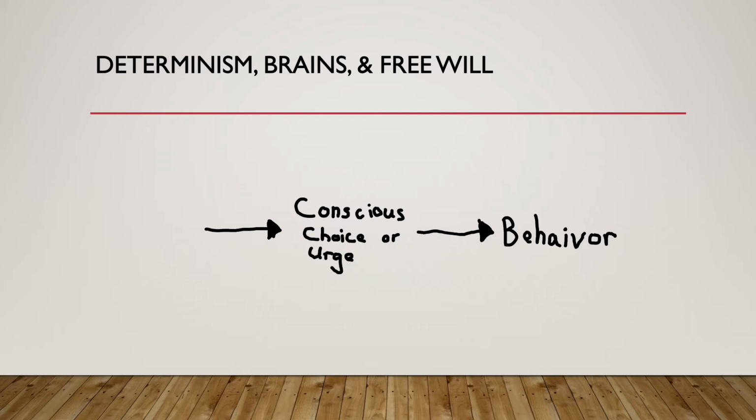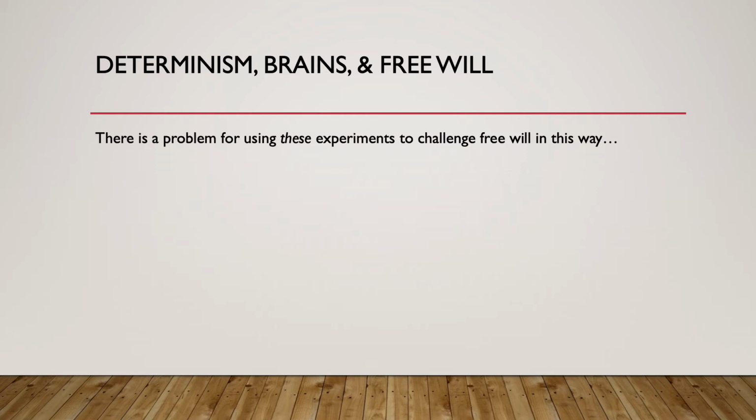It looks like this neuroscience experiment shows us that it comes from some unconscious brain activity, which leads to this feeling of the urge or the awareness of that decision. And so the idea here is that maybe these experiments show how our behavior is determined by prior causes that we can trace back to this unconscious brain activity. So there's a big problem for using these experiments to challenge free will in this way.